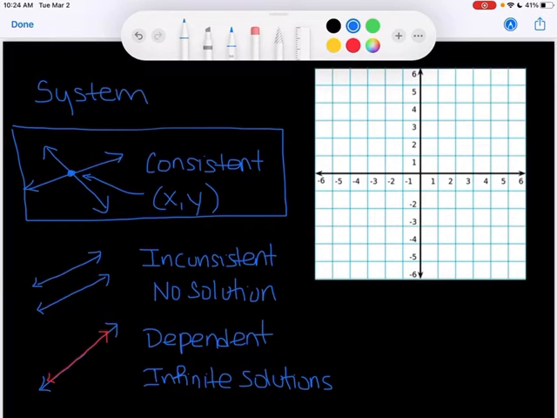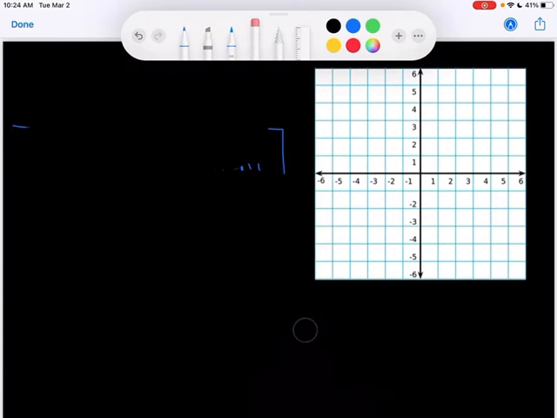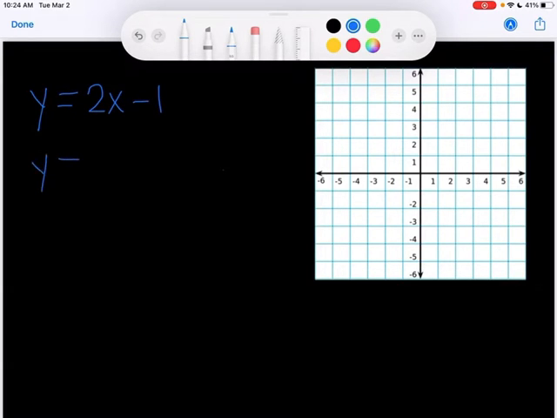So let's look at an example of how we would solve this graphically. There are several ways to solve these systems, but the first one, and the one I'm looking at in this video, is how to do it graphically. So let's say we're given y equals 2x minus 1, and we're also given the equation y equals negative 3x plus 4. If you have colored pencils, those come in handy for systems.